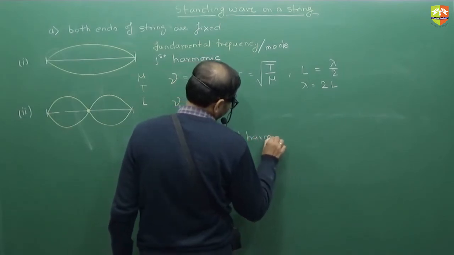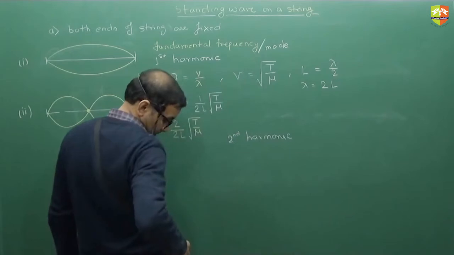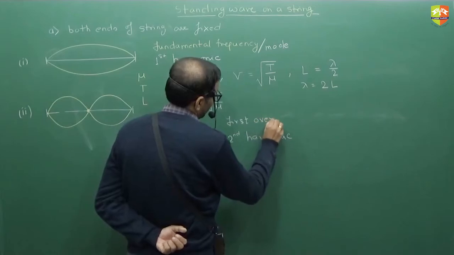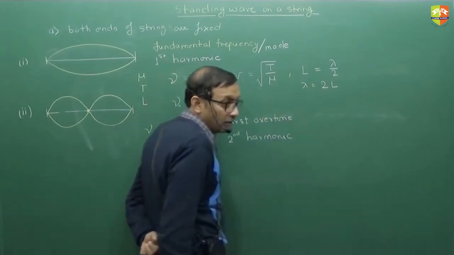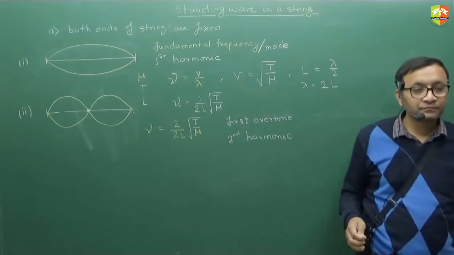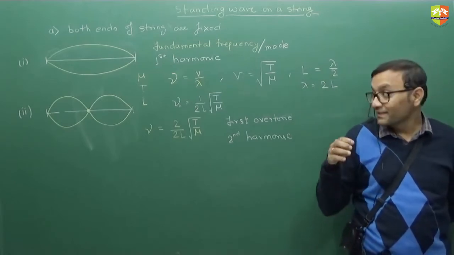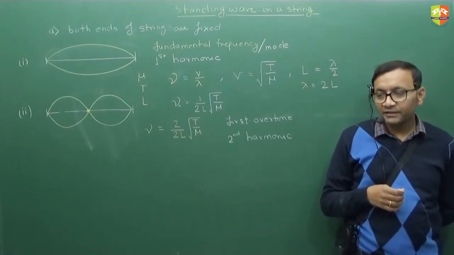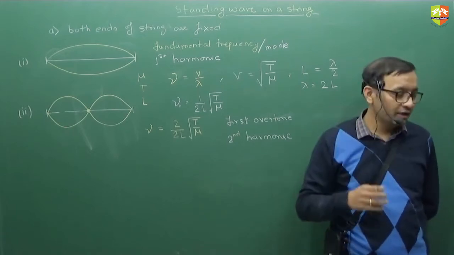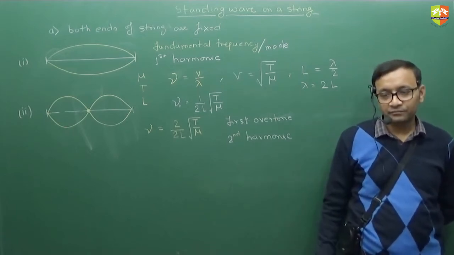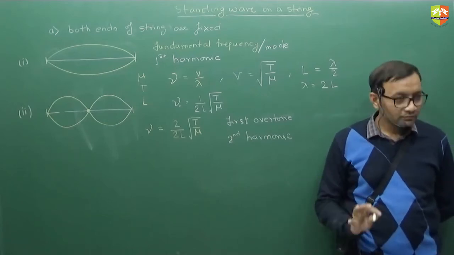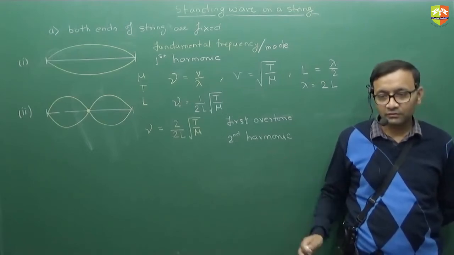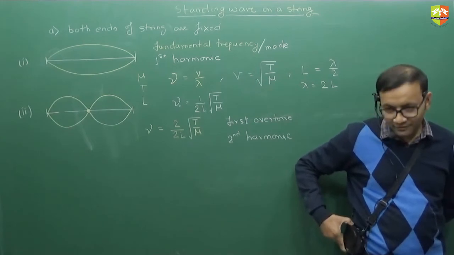What about the common name? It is called first overtone. You can't guess it. Why is it called second harmonic, by the way? The second frequency is two times the first frequency. There are situations in which after the first harmonic, directly the third harmonic is there, and the second harmonic doesn't exist. How would that be possible? Wait. Got it? Any doubts? So why is it called first overtone?